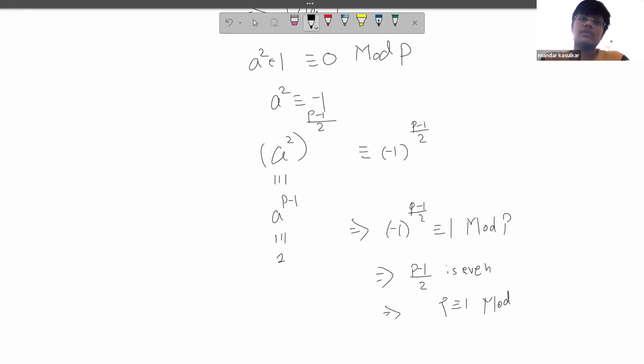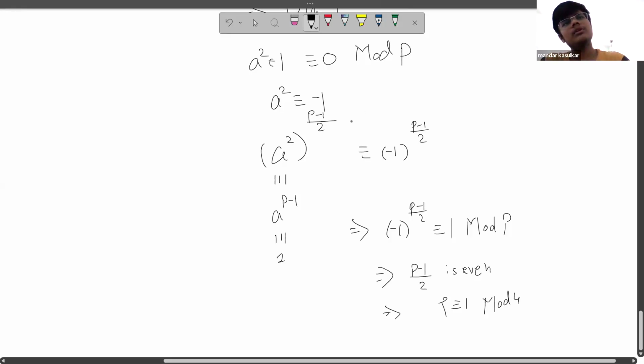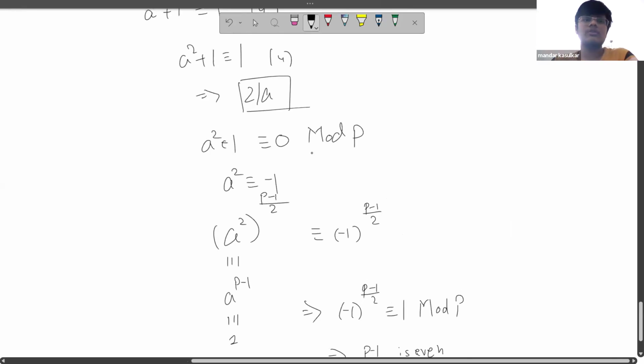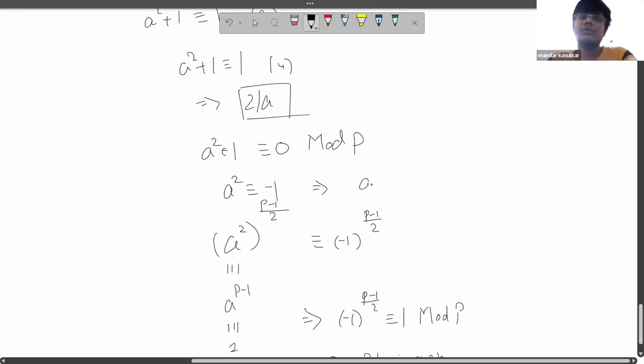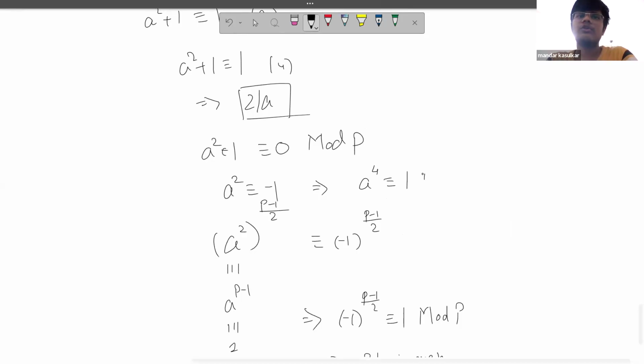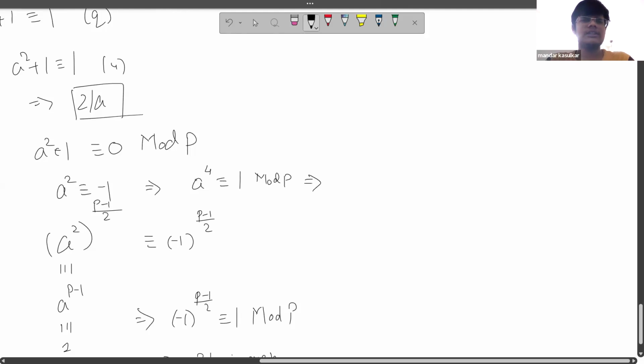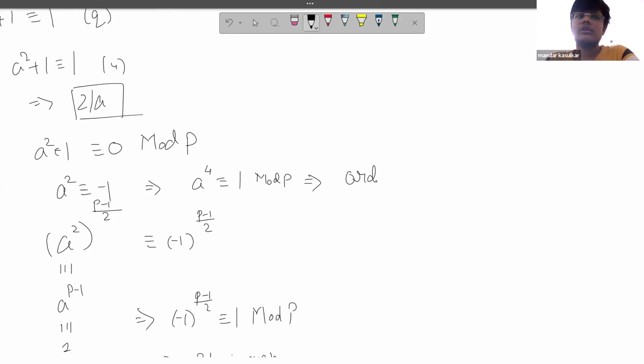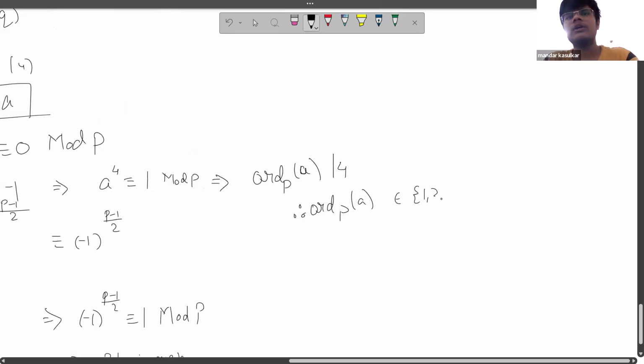We could have just squared and got the same thing. Oh, right, we could have done the same thing with squares as well. Yes, thank you, Ayush. So another way to proceed from here is to observe that a raised to the power 4 is congruent to 1 modulo p. Now that we have learned orders, I think this is the way I should have covered. So this implies that the order of a modulo p divides 4. Therefore, the order of a modulo p belongs to the set 1, 2, 4.